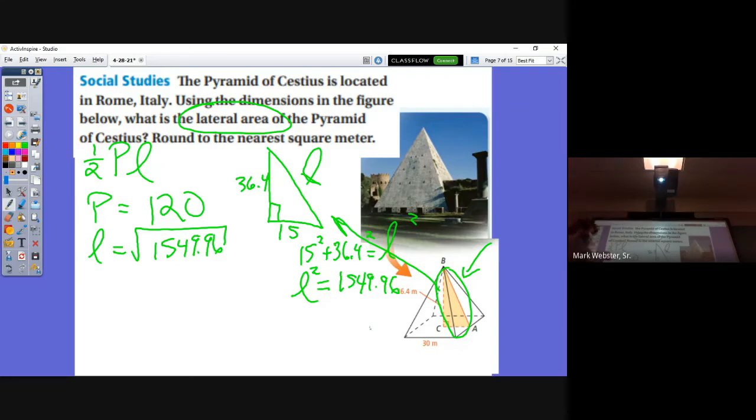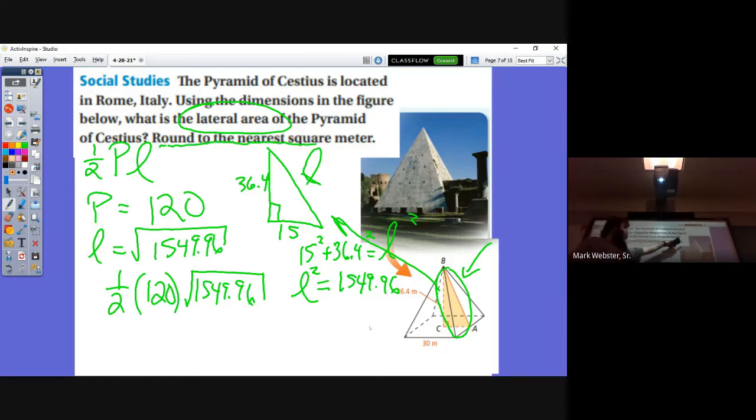Because I just have to do 1/2 times P times this thing. Just throw that into a calculator and then get my answer and then round to the nearest square meter like it said. So 1/2 times 120 times the square root of that thing, hit the enter button.